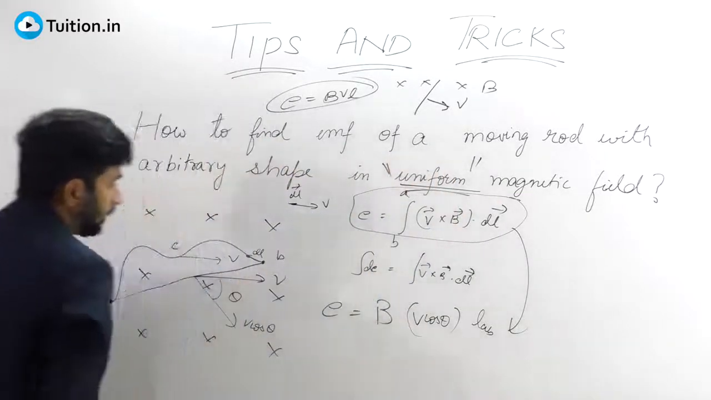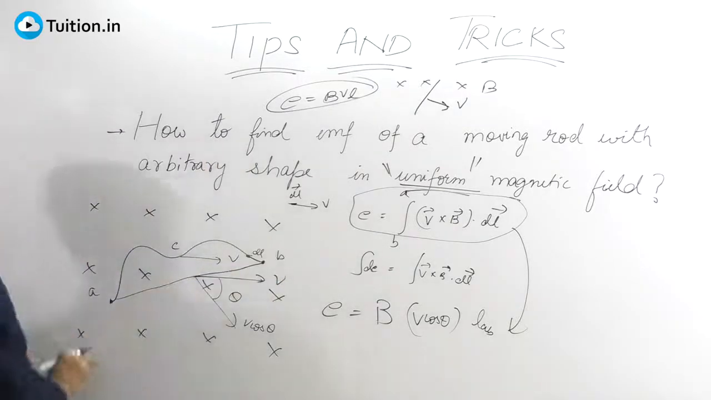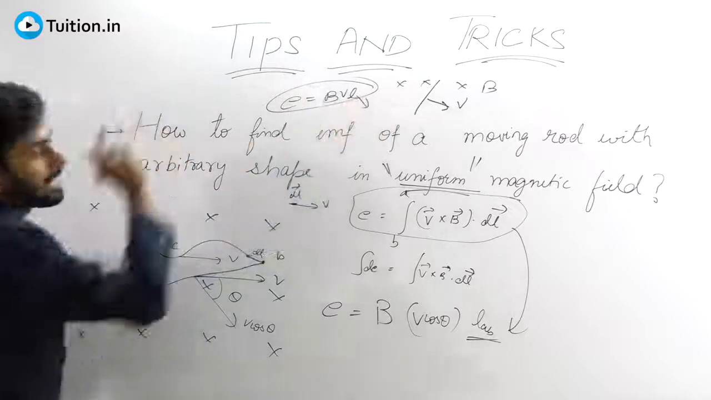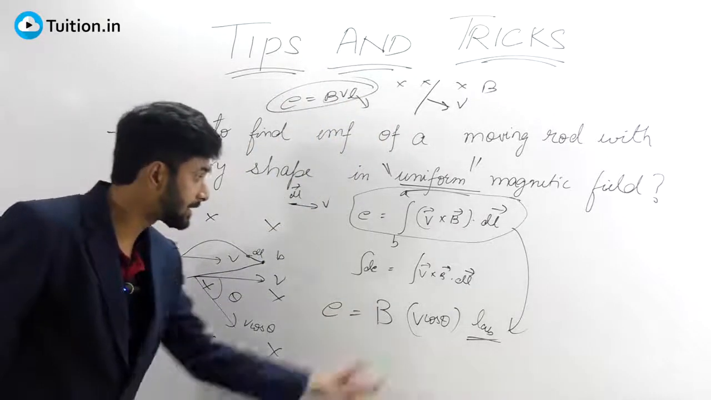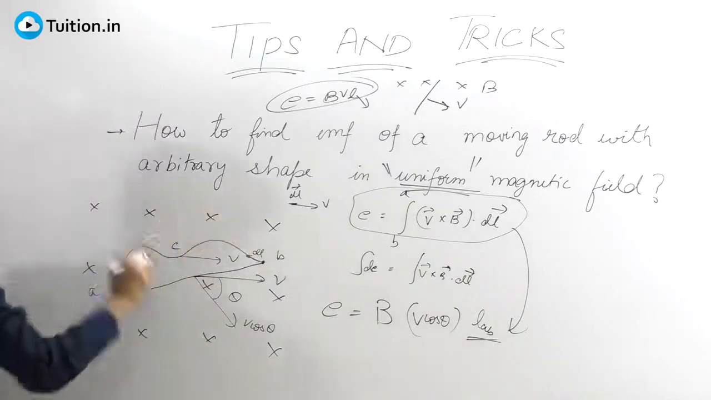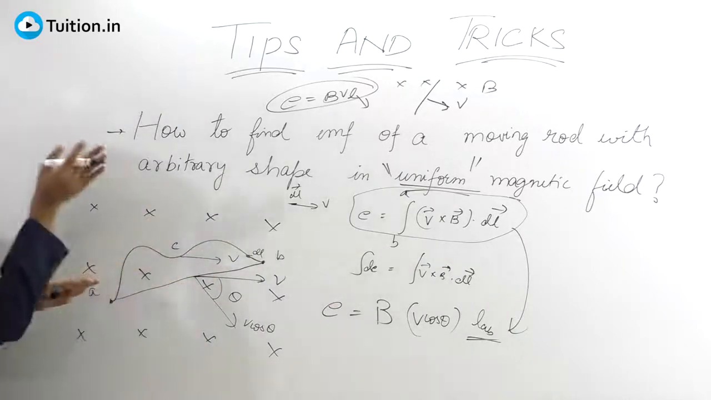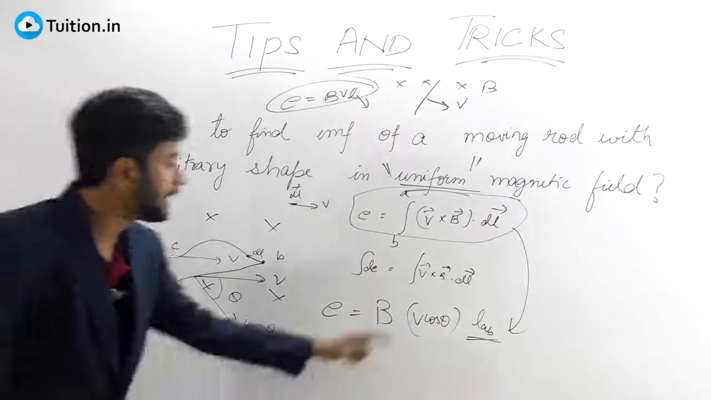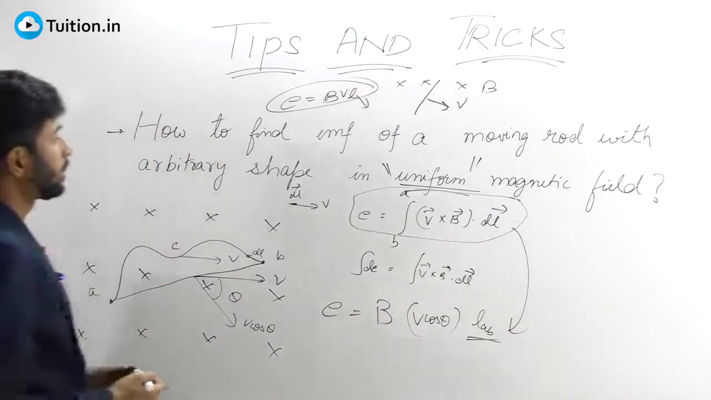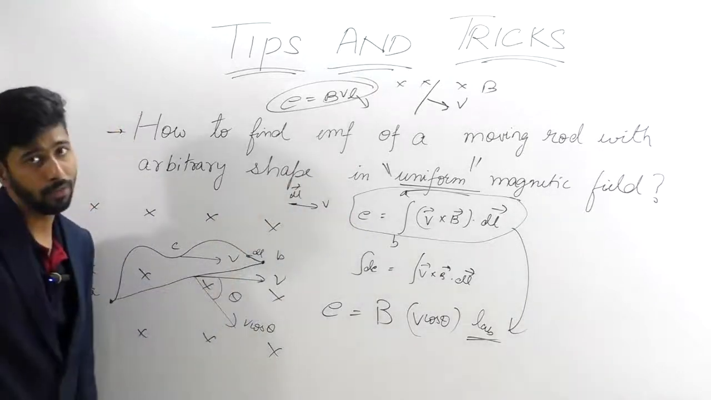So what do you have to do? First of all, join the endpoints, get the length, use that length, right? In this BVL, this L will be your net length, B will be whatever it is, and for V, you just need to take that velocity which is perpendicular to this effective length, right? You won't take the one which is along the length, only the one which is perpendicular to the length, and that's your v cos theta here. So this is how you find the EMF of a moving rod of an arbitrary shape in a uniform magnetic field.